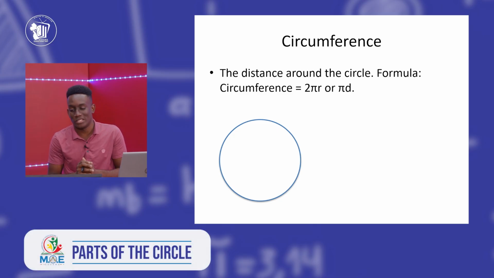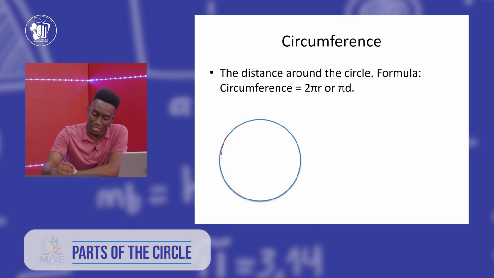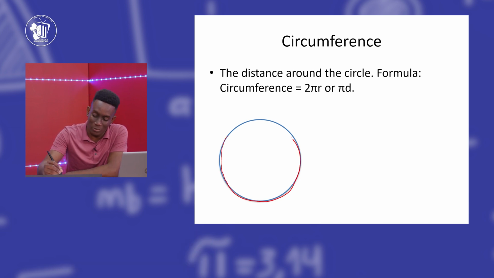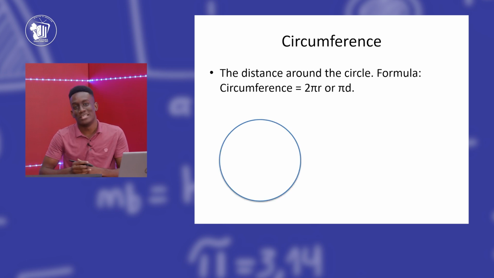So the next part would be the circumference. So the circumference is the distance around the circle. So all of this here, we would consider to be the circumference, the distance around the circle. And if you want to think about it in terms of the perimeter, if you want to find this distance, this is calculated using the formula 2 pi r or pi d. But for this video, we just know that the circumference is the distance around the circle.